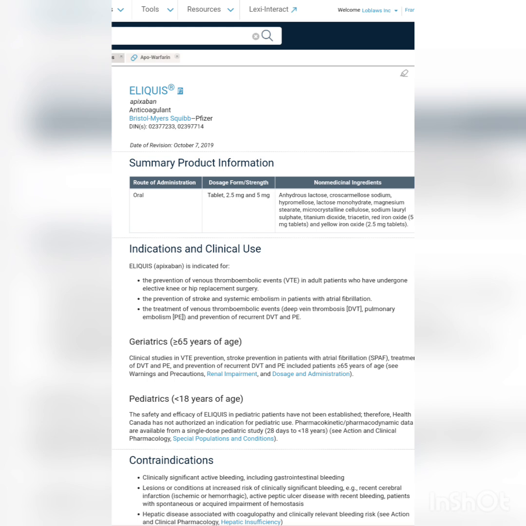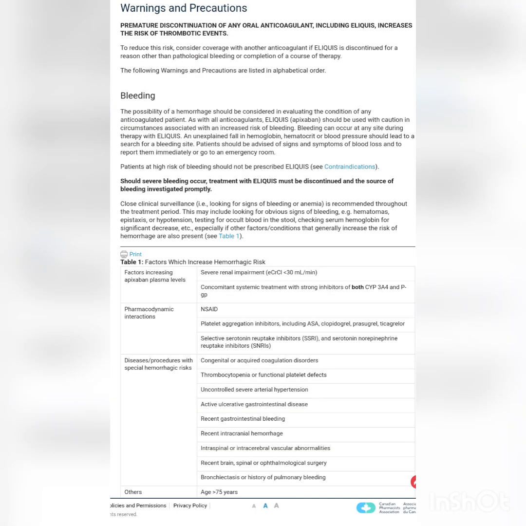Make sure you look through the contraindications really well and ask the patients for all of them, to make sure you do not give the medication out to a patient whose use for this medication is contraindicated. Let's go to the next section in this monograph. Here comes warnings and precautions.